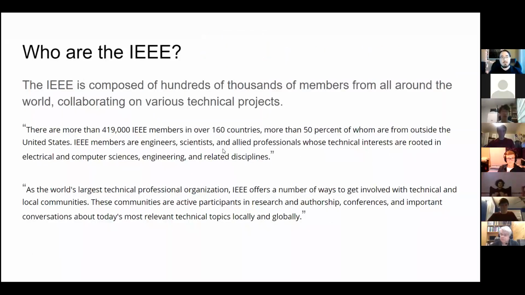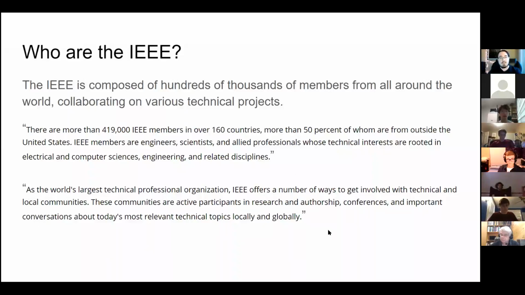So who are the IEEE? The IEEE is a massive organization and has people from all fields all over the world. We have, at the moment, I believe almost 500,000 members from over 160 countries. And surprisingly, more than 50% of those are outside of the US. So it really is a global organization with lots of people. We are also composed of lots of different communities, including this right here, the IEEE Student Branch. We're one of those various communities that the IEEE uses to spread its message and host all of these events.